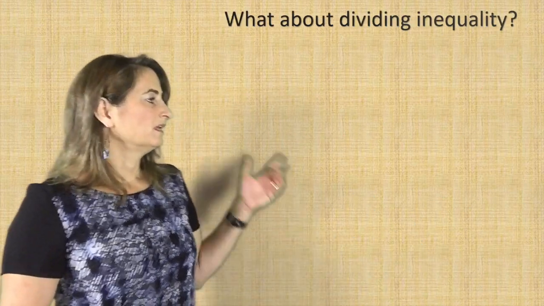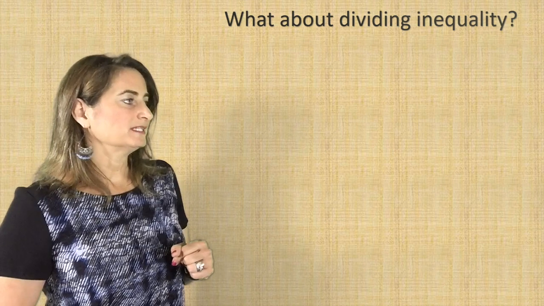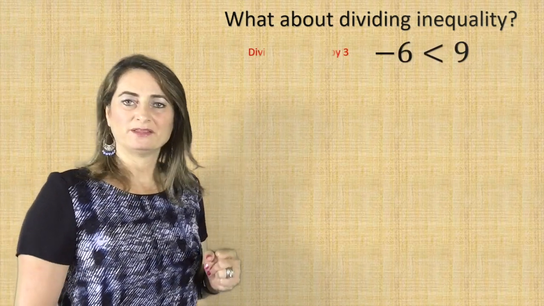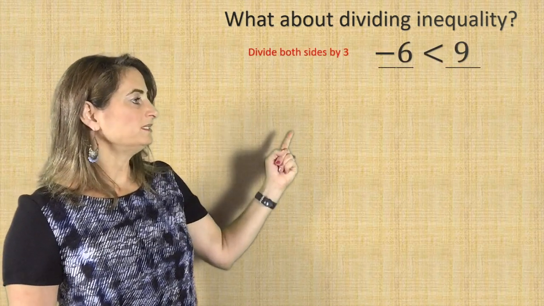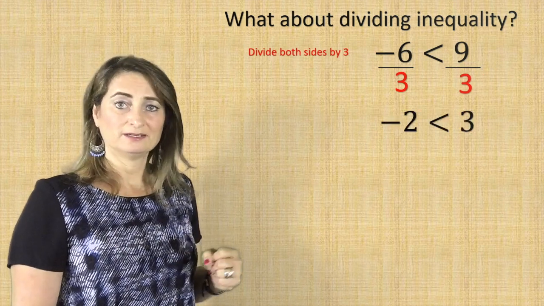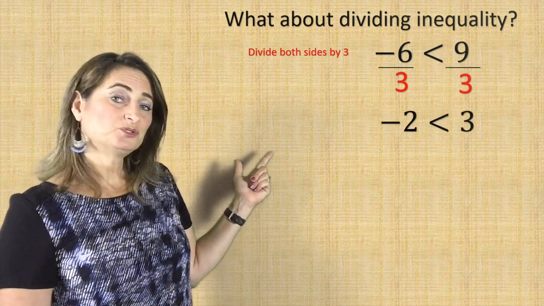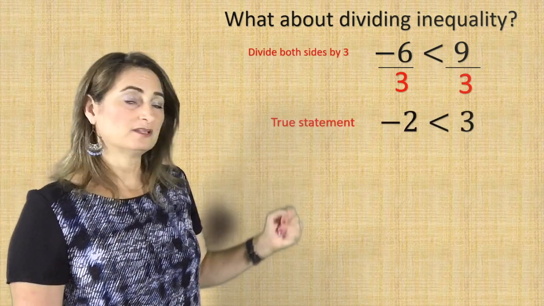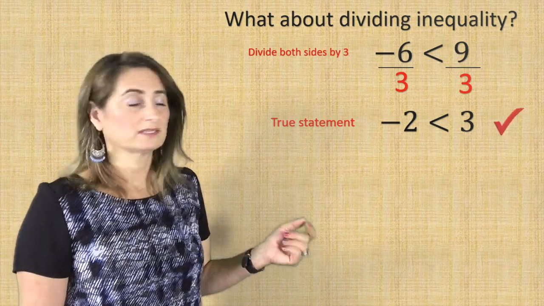Now, what about dividing inequality? You have -6 less than 9. Divide both sides by 3, so you end up with -2 less than 3. Is that a true statement? Is -2 less than 3? Yes, it is, so it worked.